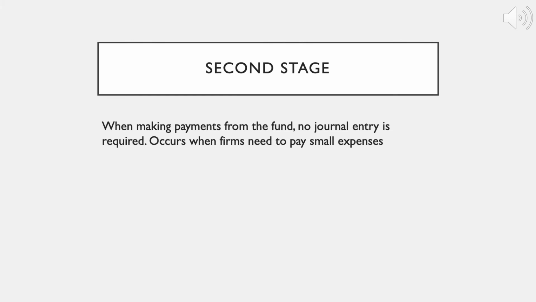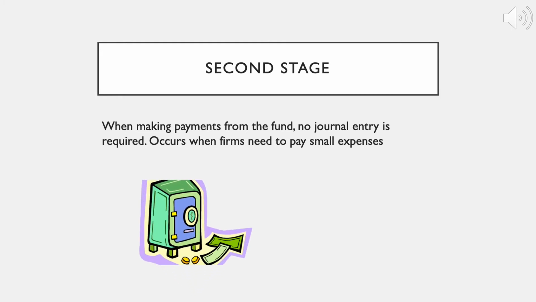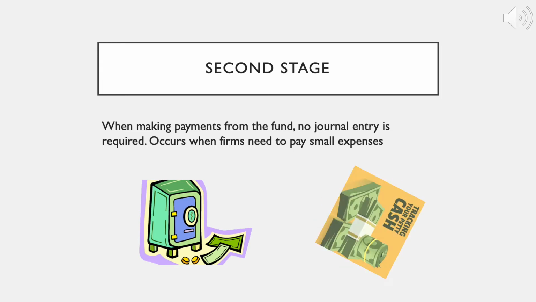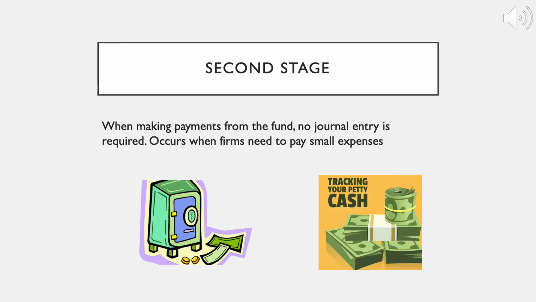The second phase involves making payments from the fund. When this occurs, no journal entries are made. Payments are made for expenses so that the business doesn't need to go into its own pockets. This can be of benefit to create more liquid cash as well as more appealing financial statements.